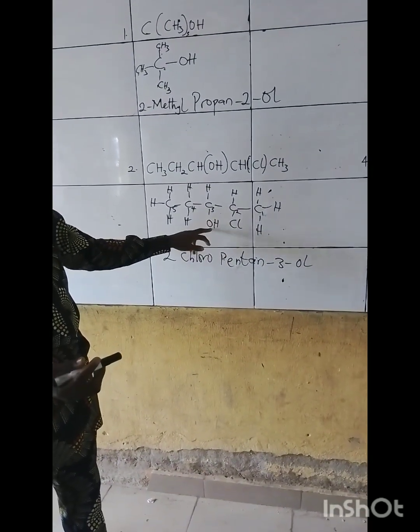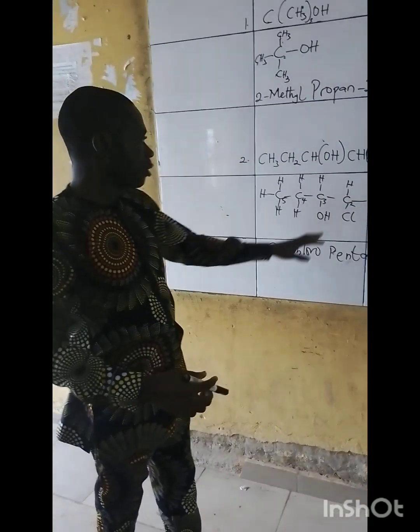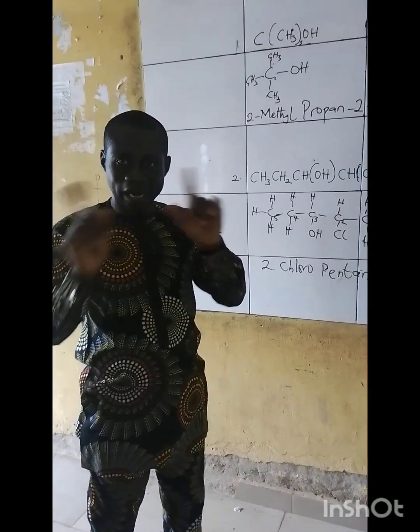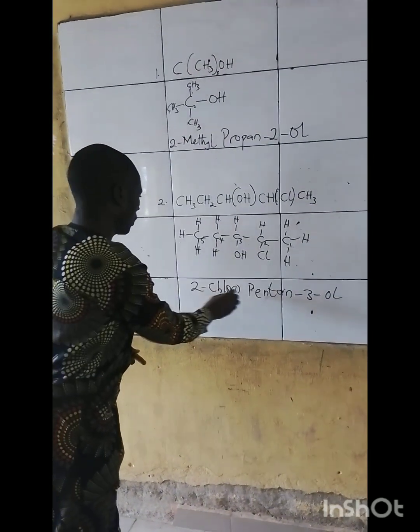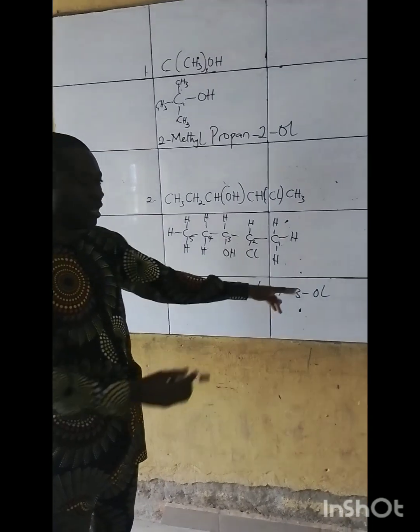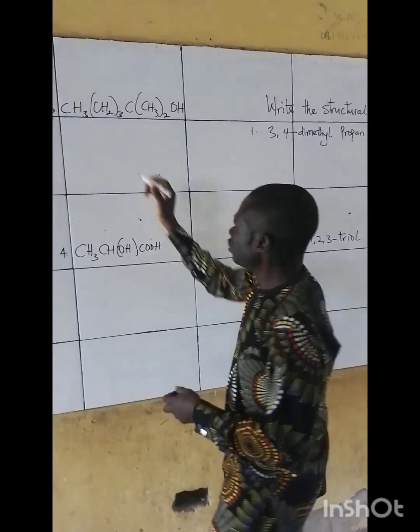Another person can name it 2-chloro-3-hydroxy pentane. It's still the same thing. But because we are really dealing with the alkanol family, it will be better we have the ol, which is 2-chloro, you put a comma, pentan-3-ol. I want to believe that you got that. Now let's see the third one. This is example 3. The same thing, you break it down.